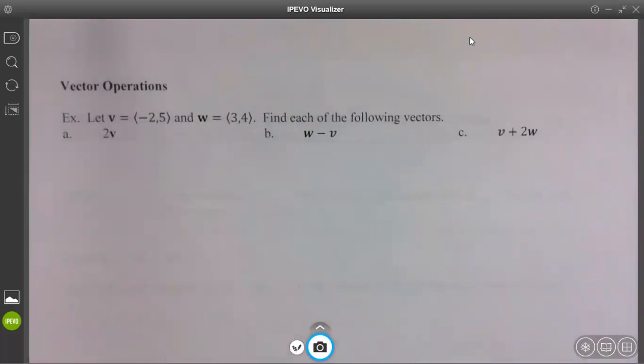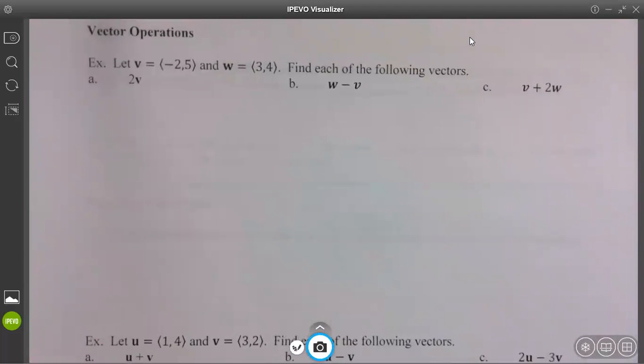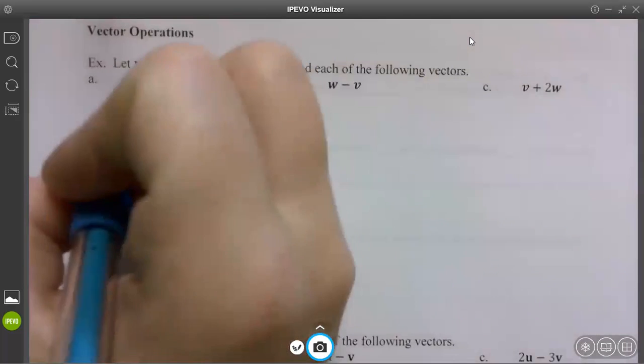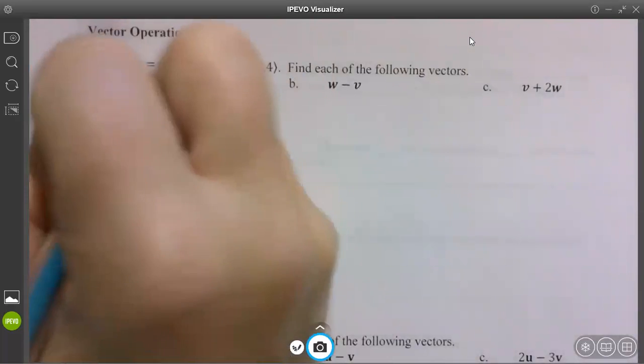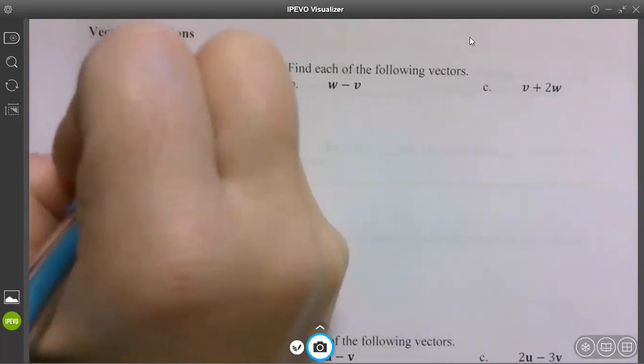Vector operations: let v equal negative 2, 5, and w equal 3, 4. Find each of the following vectors. All this space is not needed, so it looks like we're going to do a lot of work. We're really not. So we're going to do 2 times v, which is 2 times negative 2, 5.